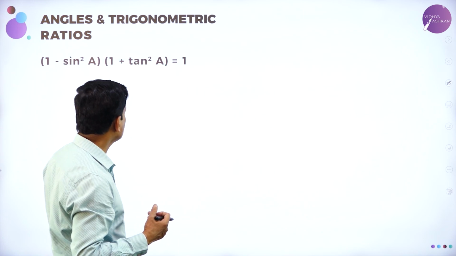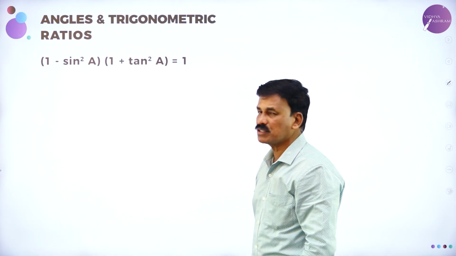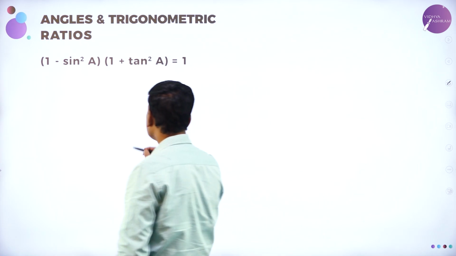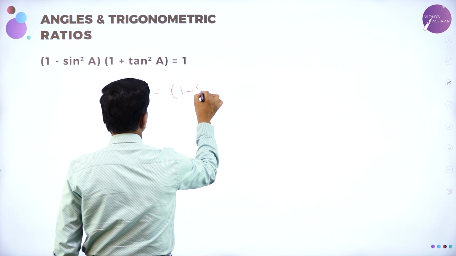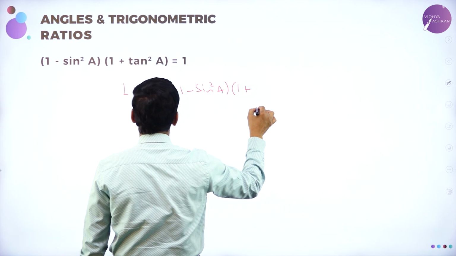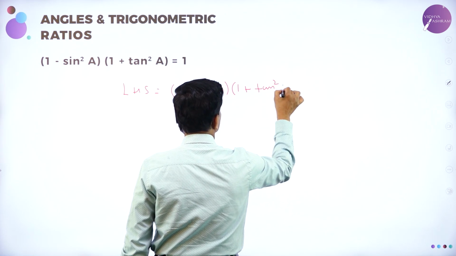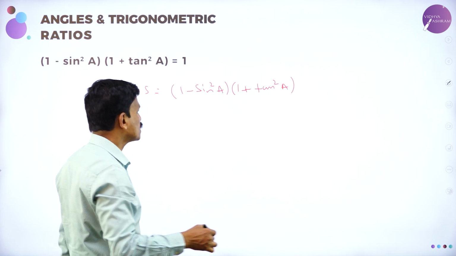Now move on to the next problem. Prove that (1 minus sin square A) into (1 plus tan square A) is equal to 1. So here also take LHS. What is LHS? LHS is (1 minus sin square A) into (1 plus tan square A).